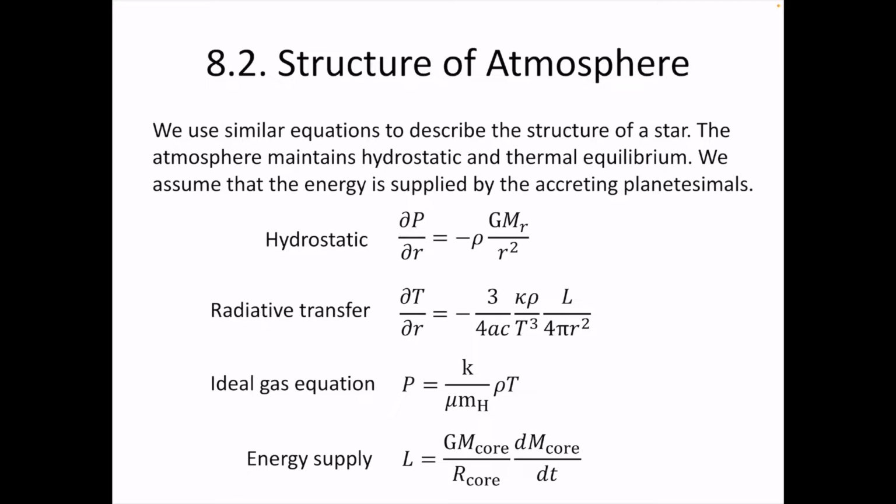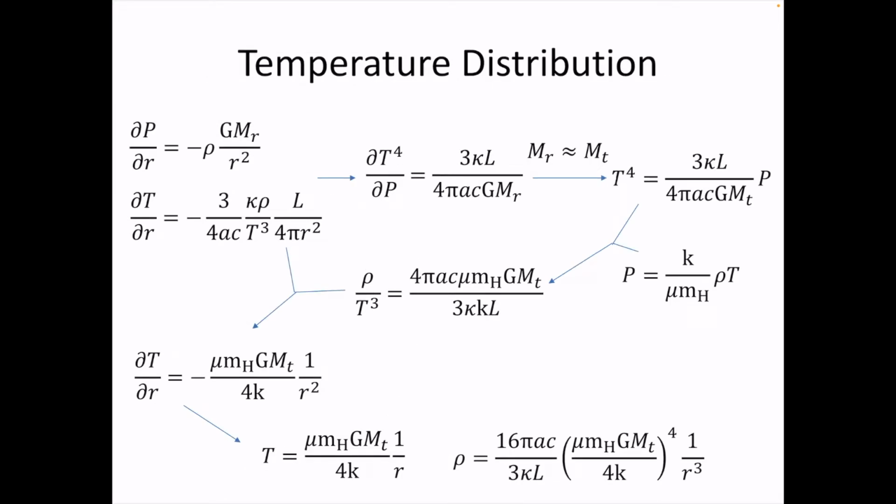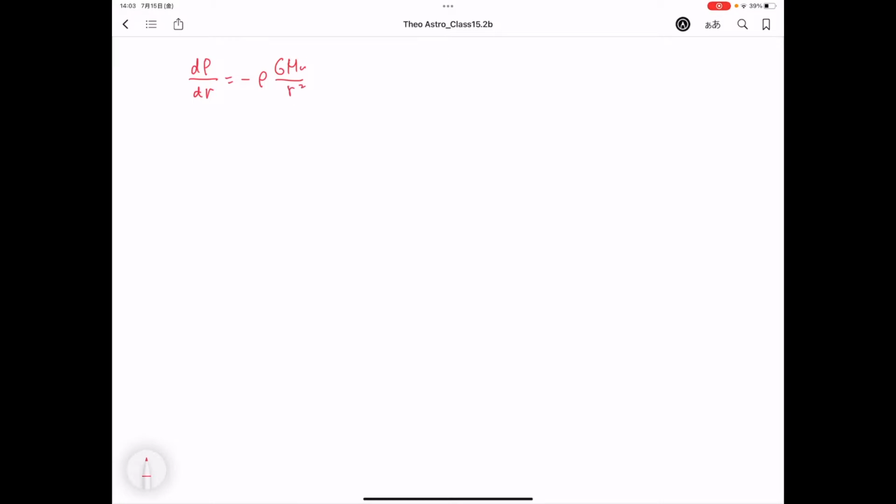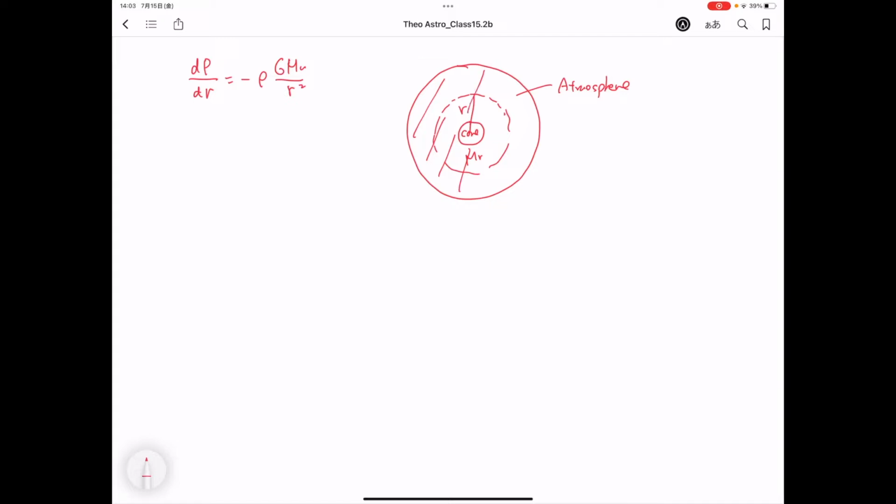So we use the first three equations, hydrostatic, radiative transfer, and ideal gas equation, to describe the structure of atmospheres. By combining the three equations, we'd like to find the temperature distributions. So let me write down the three equations. dP/dr equals minus rho g M_r over r squared. We consider the protoplanet composed of a core and atmosphere. M_r is the total mass inside the radius r. The atmosphere is the shaded region. This is the first equation.